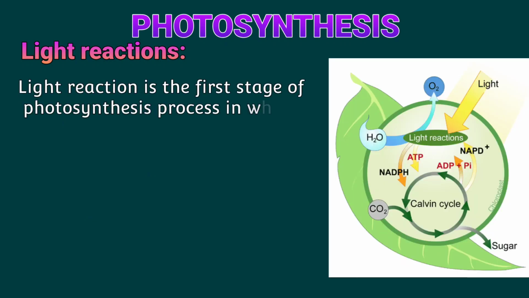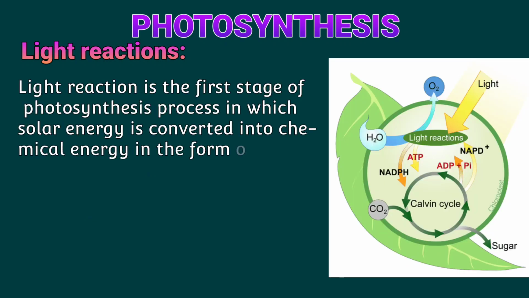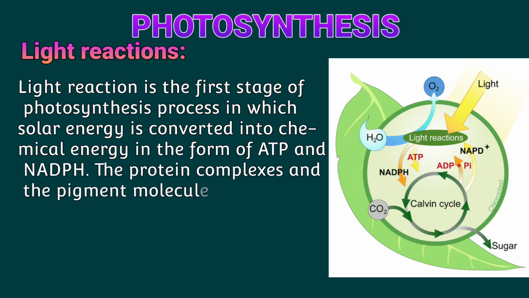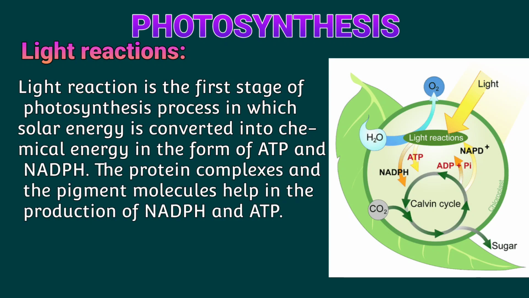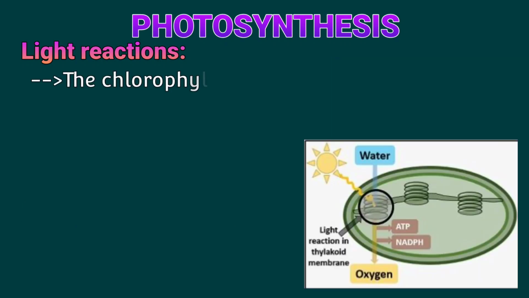Light reaction is the first stage of the photosynthesis process, in which solar energy is converted into chemical energy in the form of ATP and NADPH. The protein complexes and the pigment molecules help in the production of NADPH and ATP. Look at this picture, how light energy is utilized in forming ATP and NADPH.